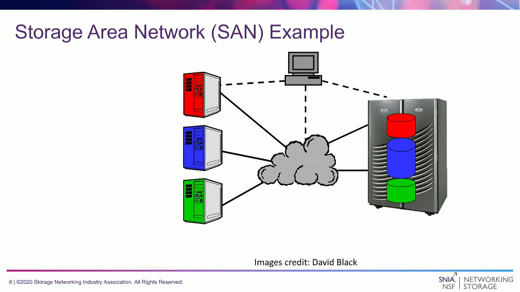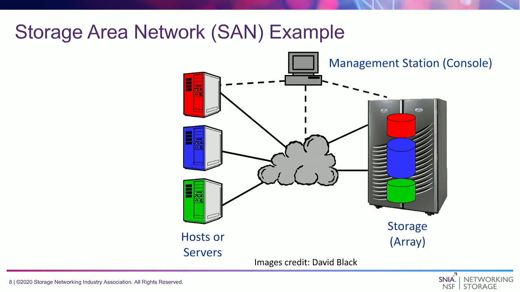You have your servers running workloads that need to access storage somewhere else. And so you have the fundamental problem that the red server has to access the red storage, the blue server the blue storage, and the green server the green storage. And somewhere you have your management console that basically allows you to say, this is what has to happen, and this is what doesn't have to happen. So this is the fundamental framework that can then be morphed in different ways depending on the technology you are using to create your storage area network.